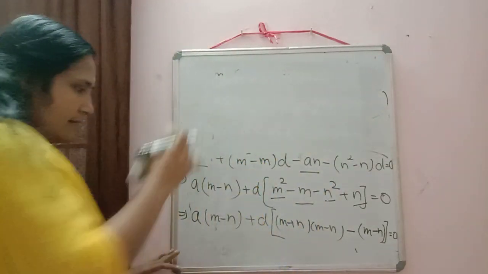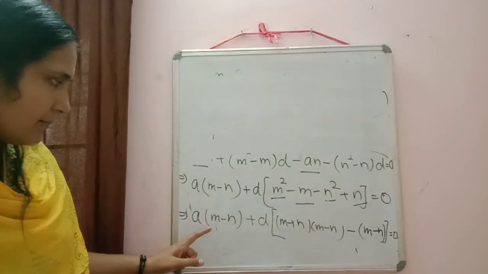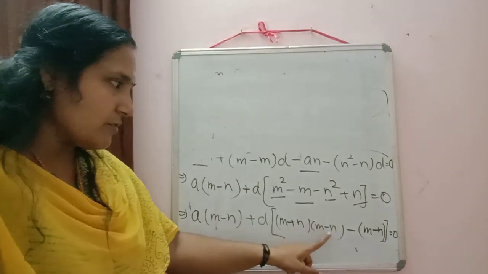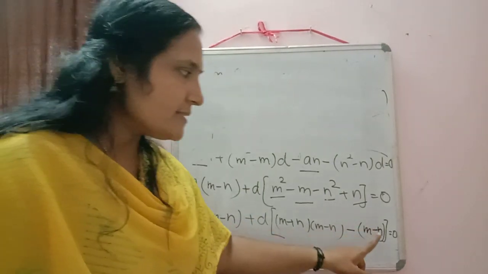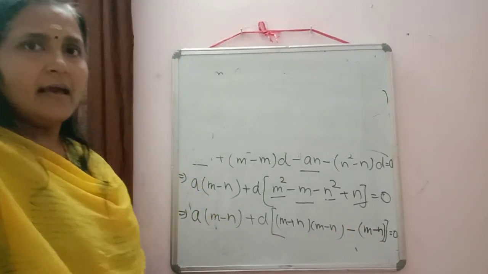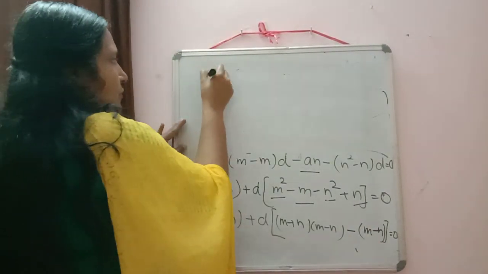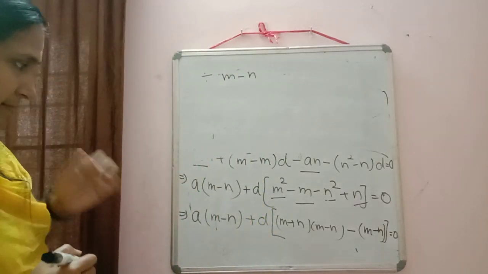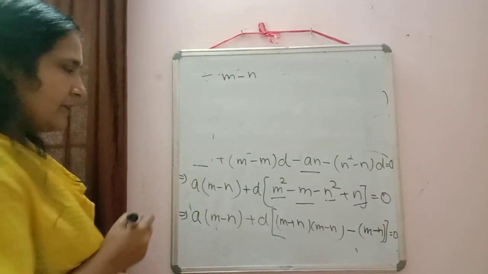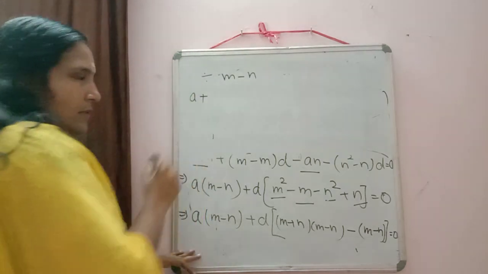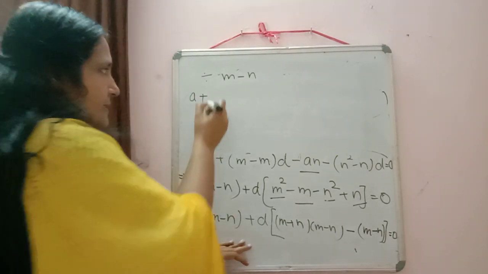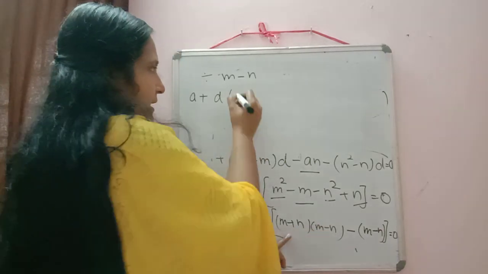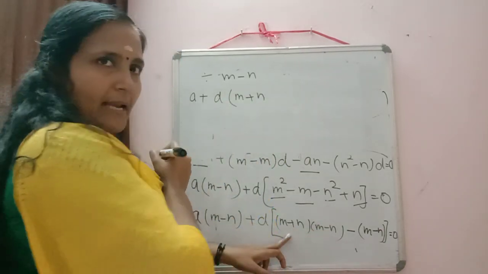Now just to check, this is the first term, we have m minus n here. This is the second term, here also we have m minus n, and this is the third term, here also we have m minus n. So what we will do, we will divide the whole equation by m minus n. So in the first term, m minus n will get cancelled, remaining it will be equal to a. In the second term, d into, here m minus n will get cancelled, remaining it will be equal to m plus n.